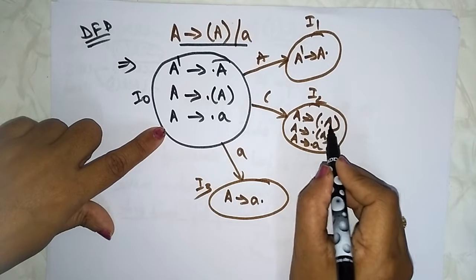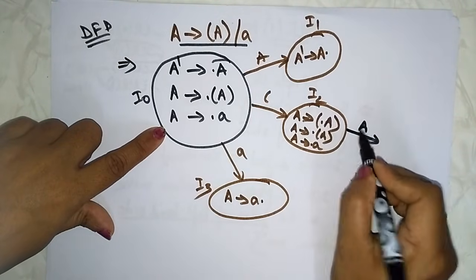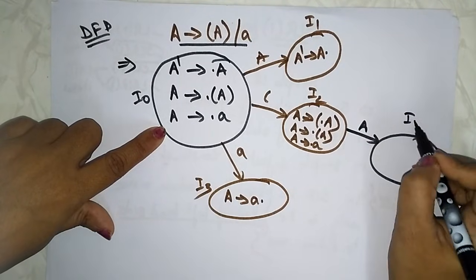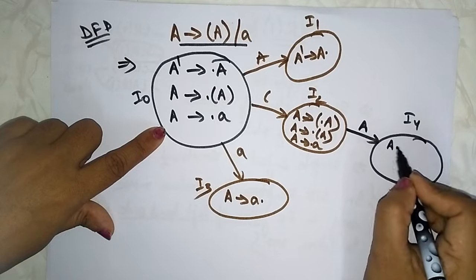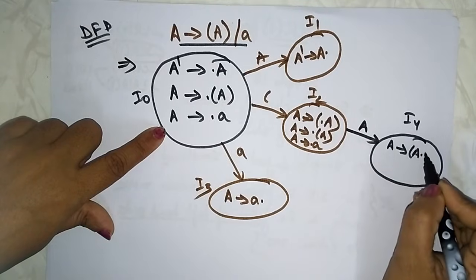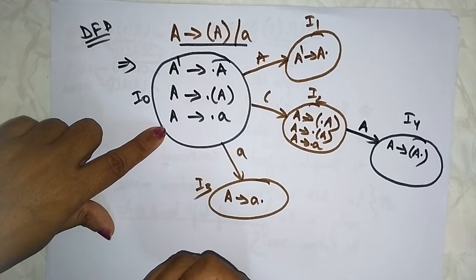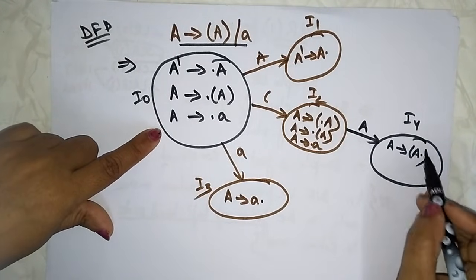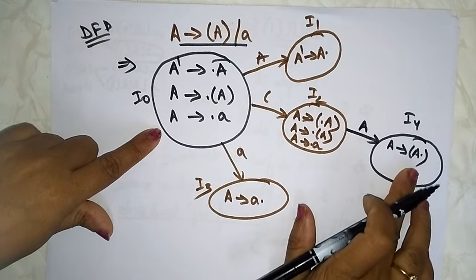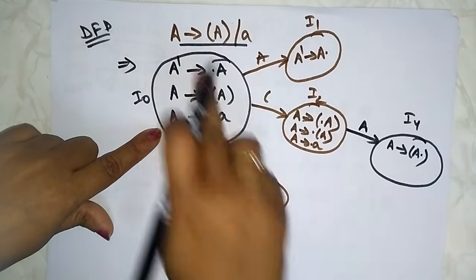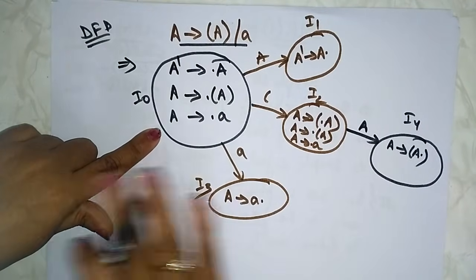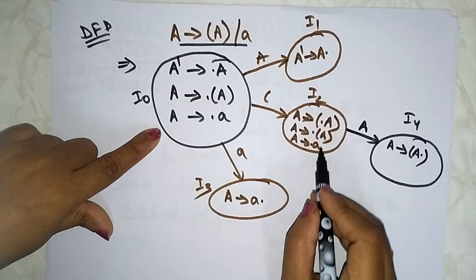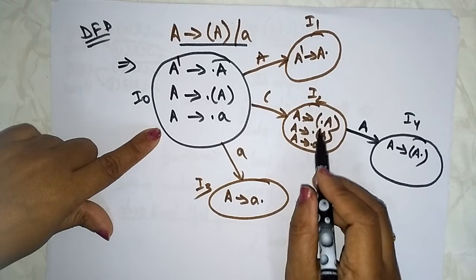Now go for I2. Here A is there, so let's take A as an input and create one more state, I4. A determines A dot. After the dot there is only a terminal. If a terminal is there, you need not write the production, because terminals have no productions; only non-terminals have productions. Next we take the left parenthesis.